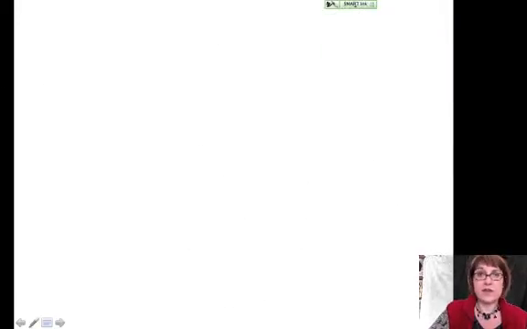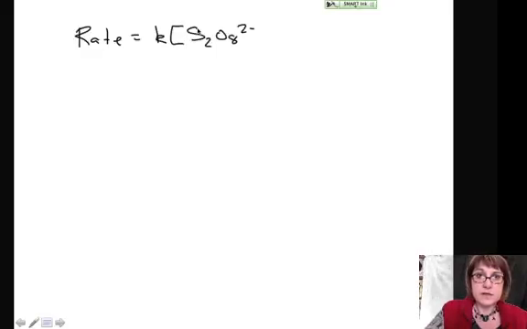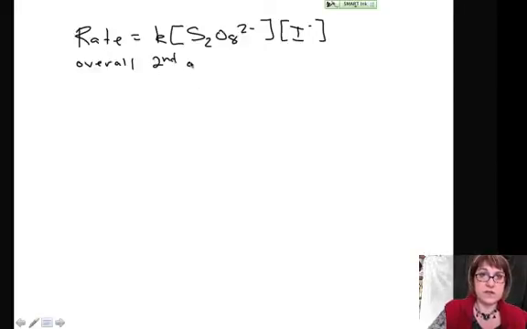And here's how we summarize it. The rate is equal to K times the concentration of thiosulfate to the first power, which I'm not going to write the 1 in, we don't need to, times iodide, also to the first power. So overall, it's a second order reaction because it's first order with respect to each of our substances. All right, so we've answered part A. We have written the rate law.